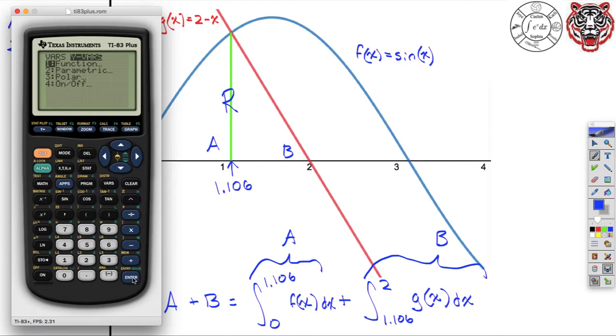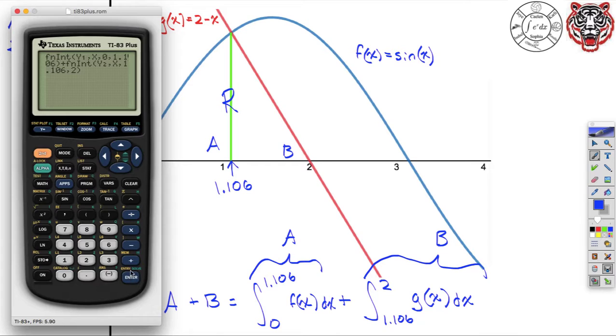Var is right, enter, enter. So this is my y1, that represents sine. That's my f of x. That's going to be with respect to x from 0 to 1.106. Okay, perfect. I could hit enter, but the fastest way is to just right here say plus this integral. Math 9 of var's right, enter 2, my y2 function, with respect to x from 1.106, comma, to 2. Oh, I've been putting 1.06 this whole time.